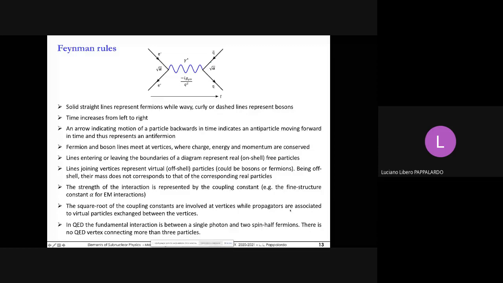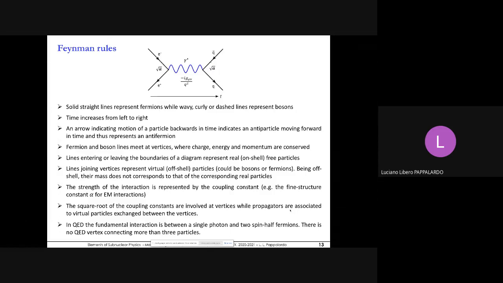Now, in QED, the fundamental interaction is between a single photon and two spin-1/2 fermions, and there is no QED vertex connecting more than 3 particles. Okay, so this is all that you need in order to write down correctly a Feynman diagram for any QED process, and making use of the Feynman rules to write down the corresponding matrix element, and so the cross-section at the end.